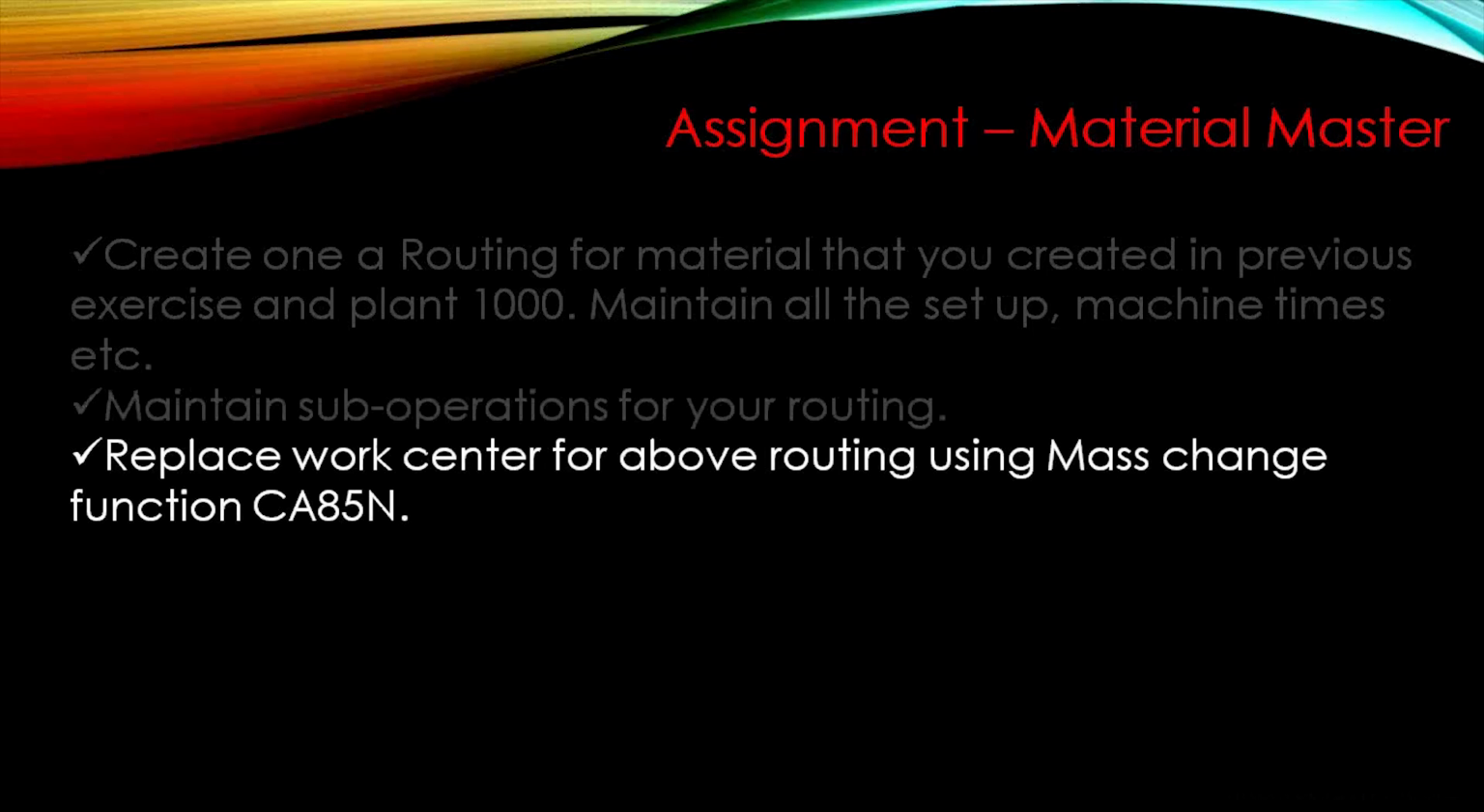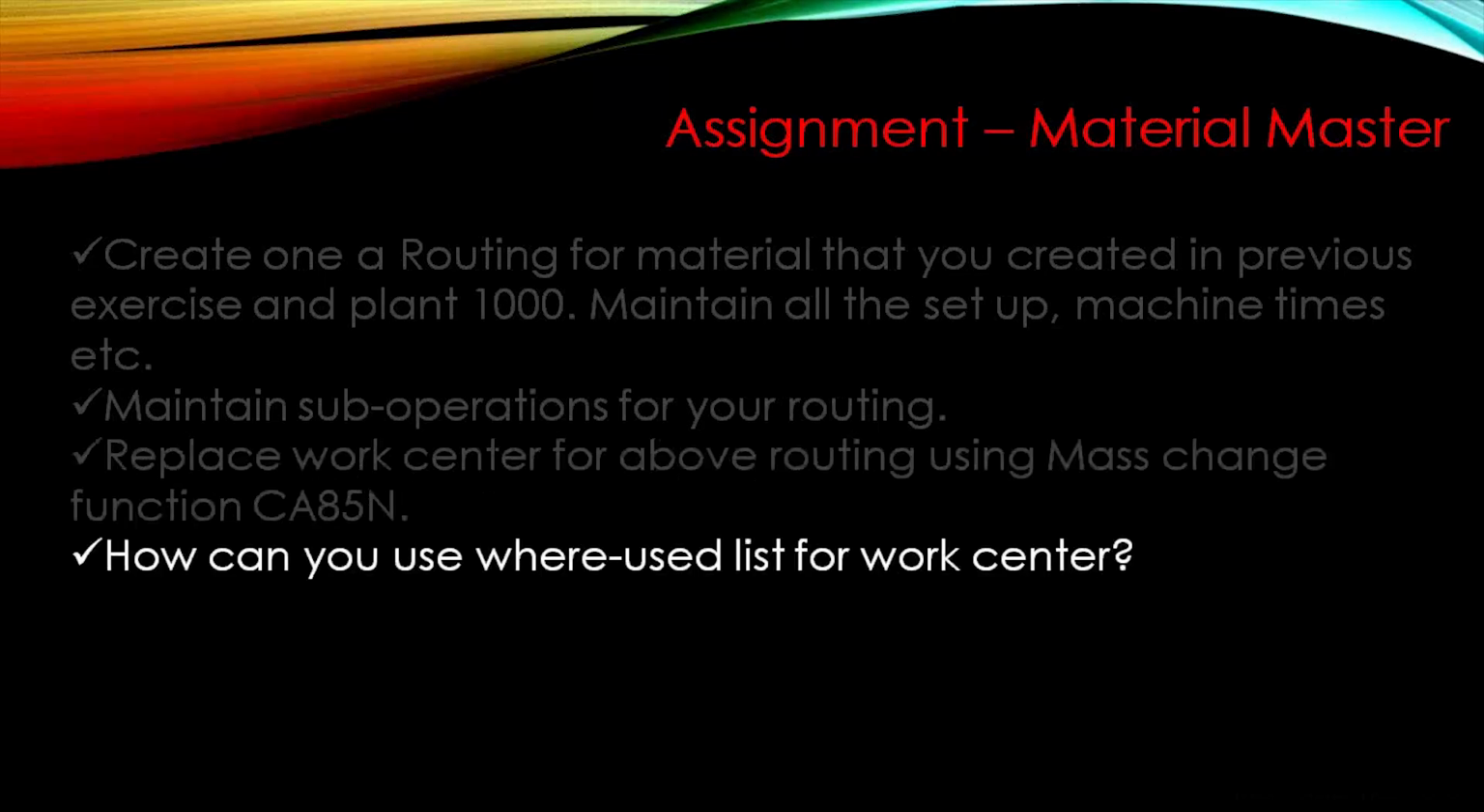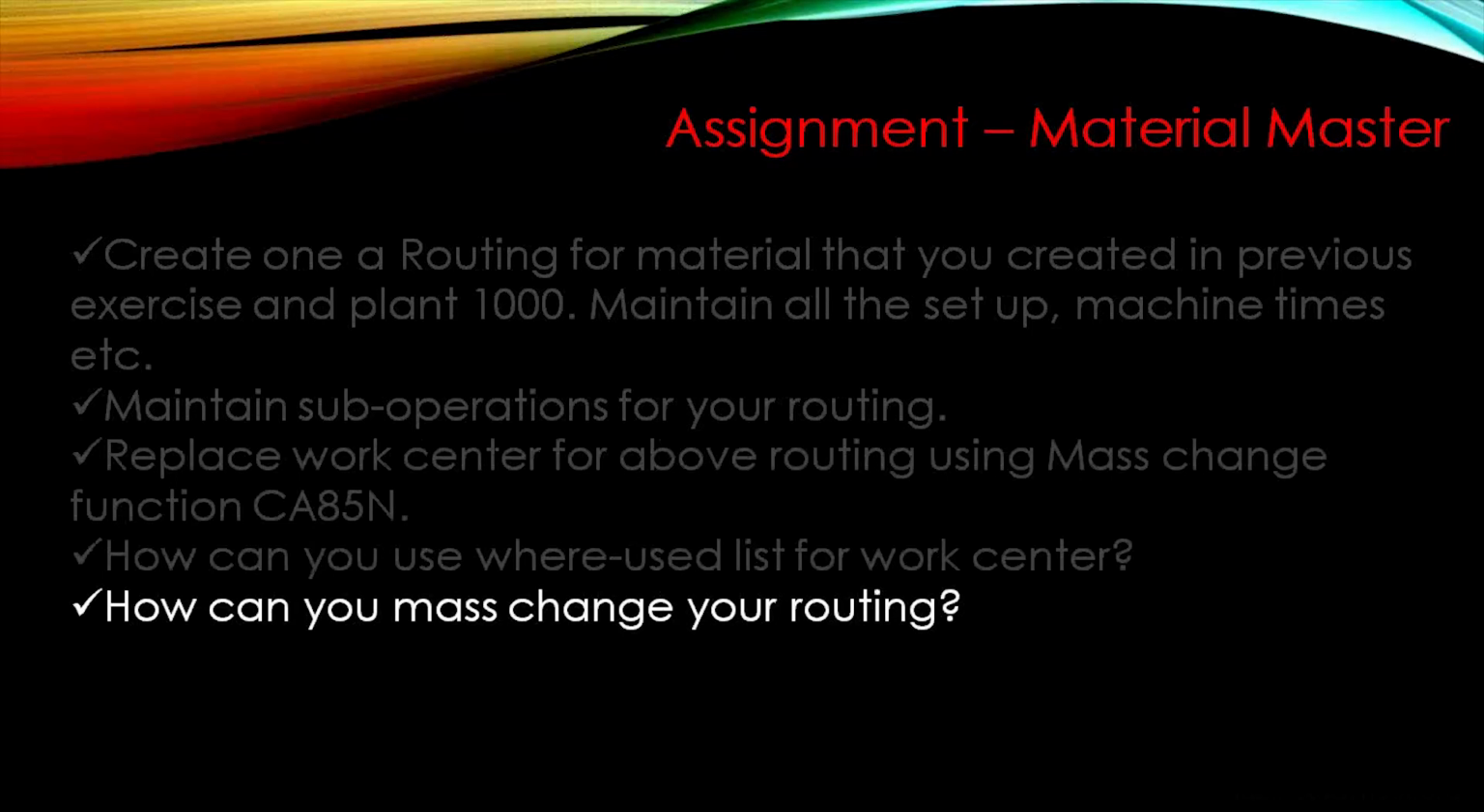Replace work center for the above routing using the mass change function, CA85N transaction. And how you can use the where-used list for the work center. And how can you mass change your routing? I mean, here I'm talking about how you can mass change different fields. So just go through CA85N and see what fields are available that you can use for the mass change only.